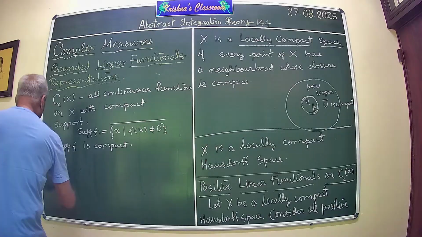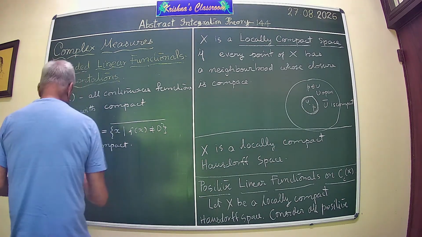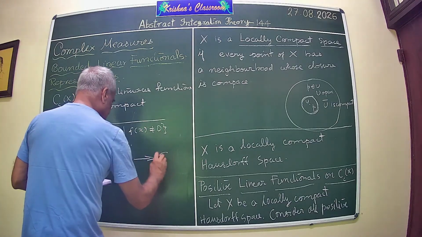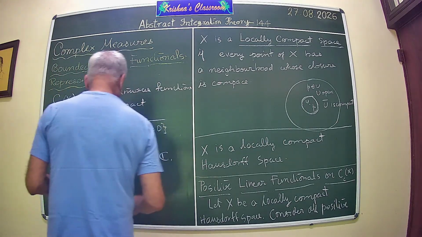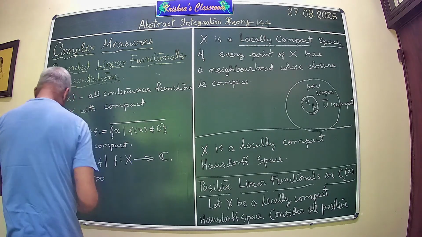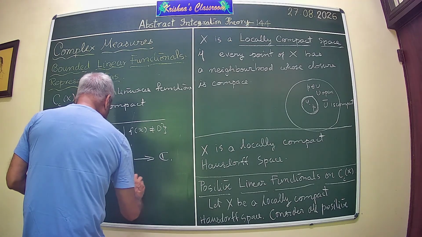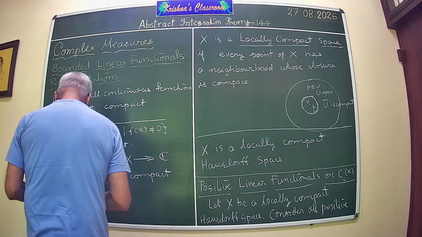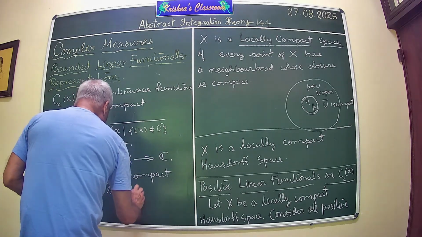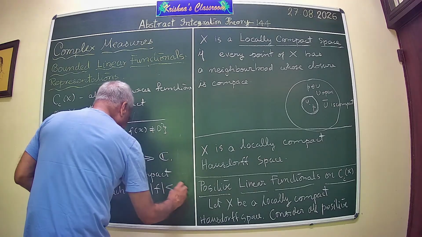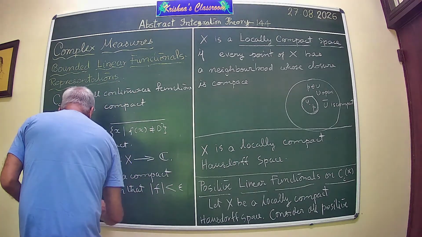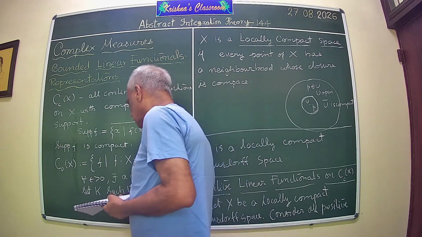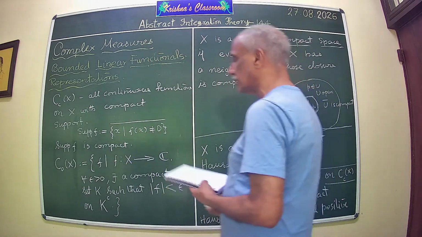Now we take C naught X. It's defined as the set of all f from X to C, complex valued functions, with the property that for every epsilon positive there exists a compact K such that mod f is less than epsilon on K complement, that is the complement of K. This is what you call C naught X. Now you see that CCX is contained in C naught.